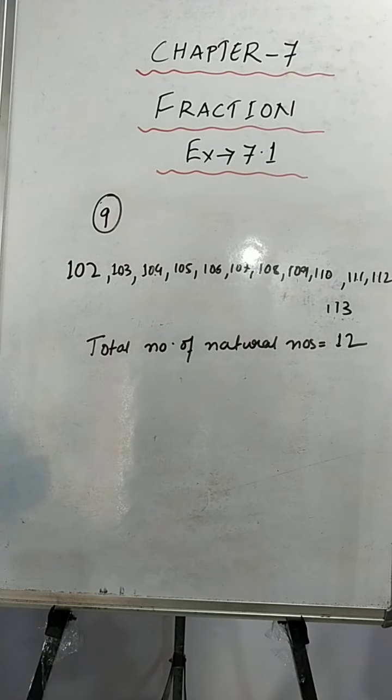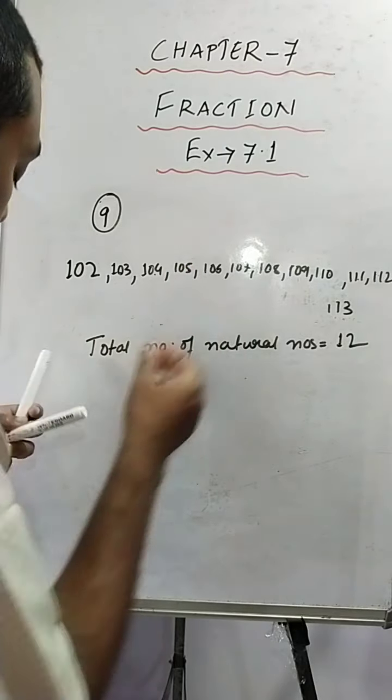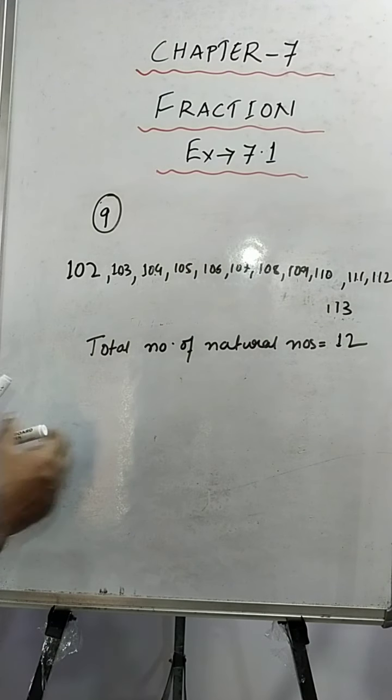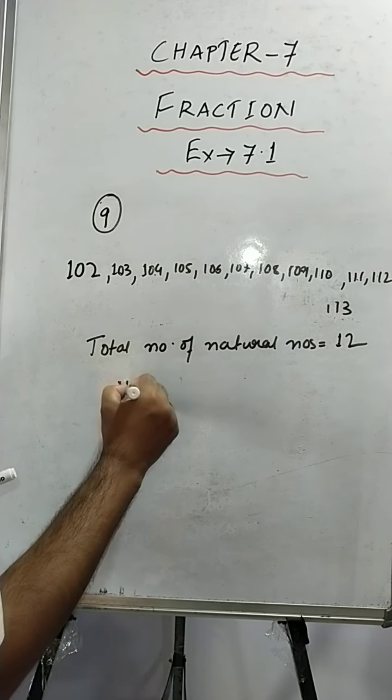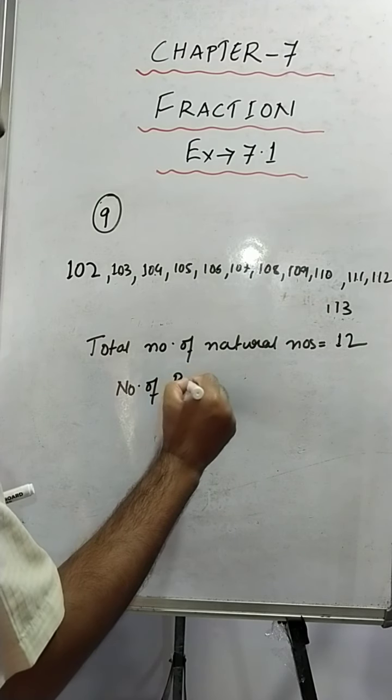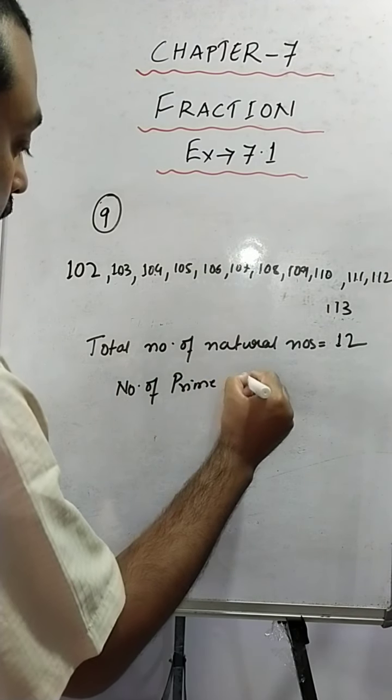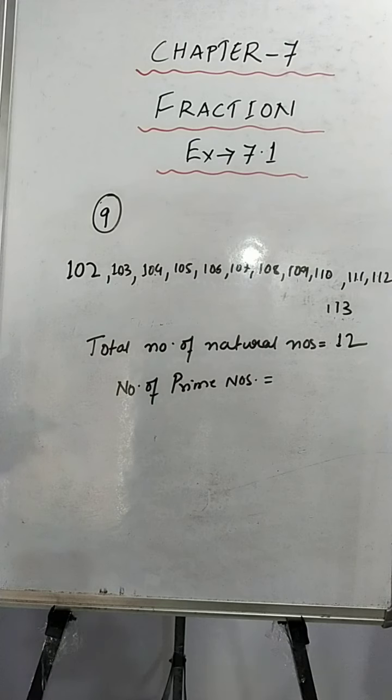Number of prime numbers. Now you have to again find which are the numbers which are prime numbers. Now it is a little difficult, but I will help you out with this. So number of prime numbers. So how many are there?